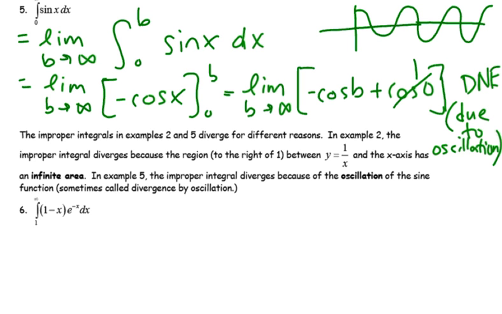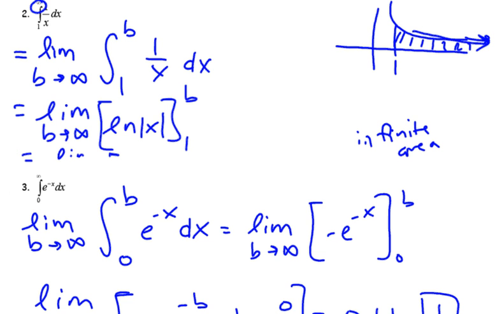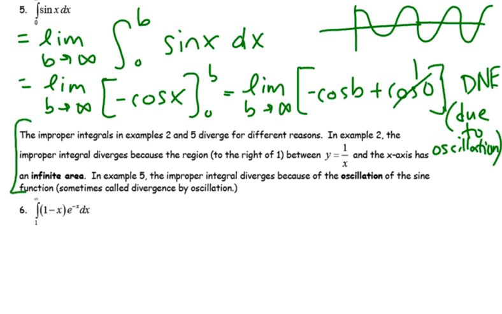And that's kind of what this last little paragraph says. The improper integrals in examples 2 and 5 diverge for different reasons. So let's go back to number 2. That one was also divergent, but it diverged because it had infinite area. When we calculated the limit, it approached infinity, so it had infinite area. Whereas the one in number 5 is divergent because of oscillation. All right, so it is important to recognize the difference between those. Okay, so now 6 and 7 we will do in class.